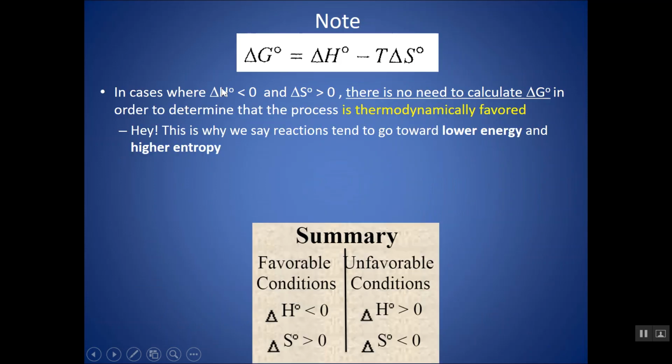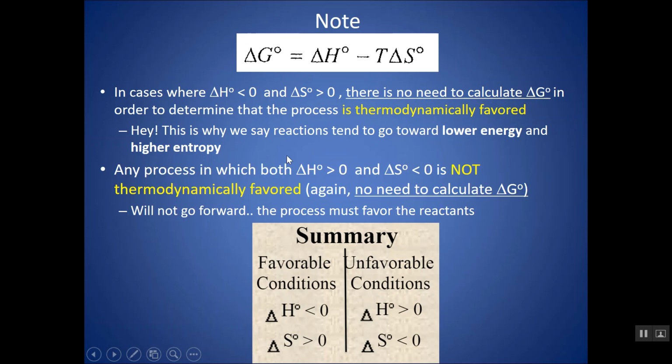So as I said, anytime you have your favorable conditions, delta H being less than 0 or negative, delta S being positive, there's no need to even calculate delta G. There's no need to plug into this equation. You know automatically delta G has to be negative. It's thermodynamically favorable. It will go forward. And this is why we say reactions tend to go toward lower energy, negative delta H, exothermic, and higher entropy, positive delta S.